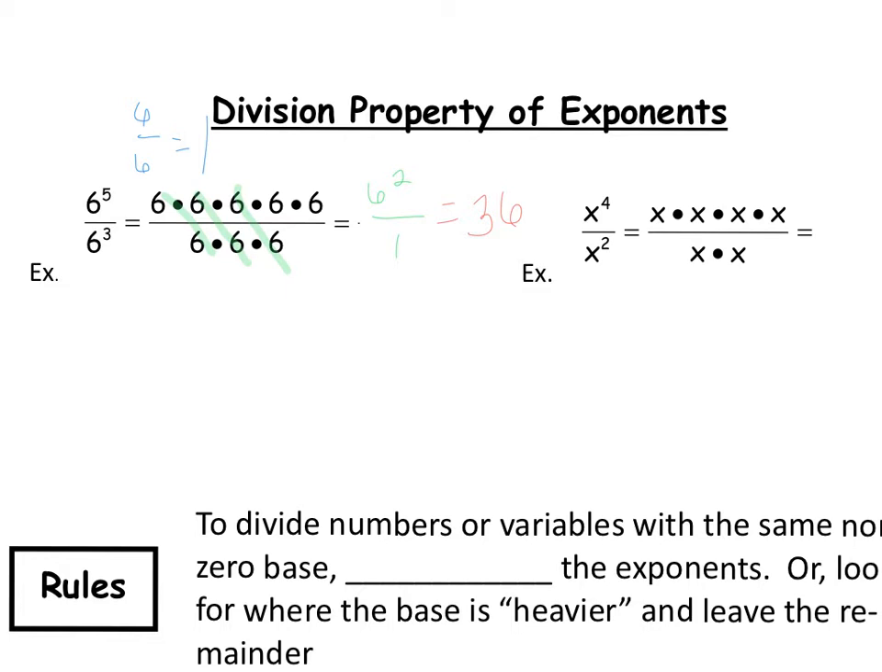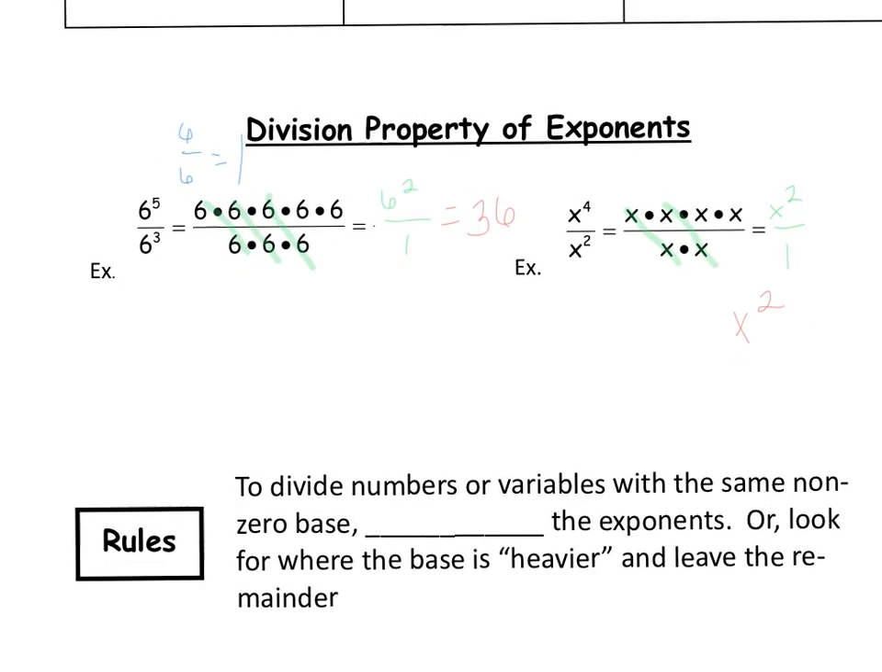Looking at x to the 4th over x squared, x to the 4th means x times x times x times x, and x squared means x times x. We know that if we have the same number on top and the same number on bottom, they cancel each other out, or they simplify to one whole, because when we divide anything by itself we get 1. That leaves us with x squared on top over 1 on the bottom, which we can also write as x squared. So in looking at this, we had x to the 4th over x to the 2nd, and we ended up with x to the 2nd.